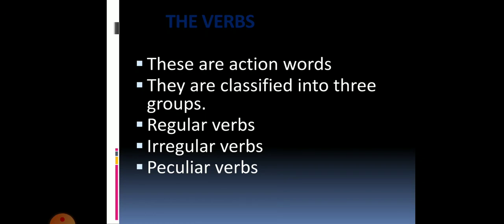These verbs are classified into three groups. The first type is called regular verbs. The second one is irregular verbs. The third one is peculiar verbs. What is a regular verb? A regular verb is a word which has present tense, past tense, and future tense.